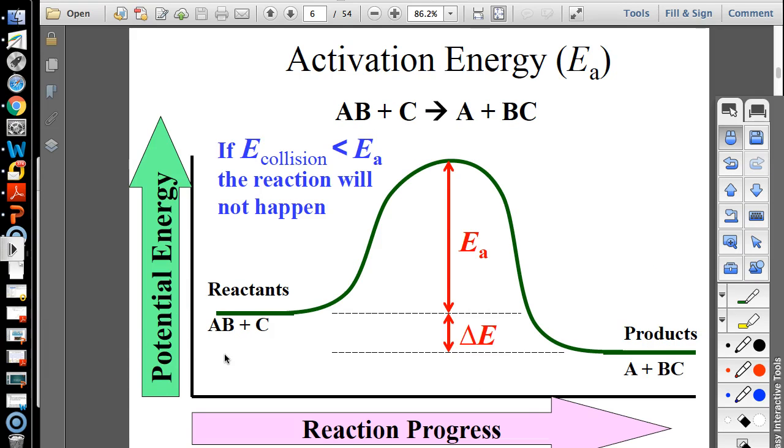If enough energy does not go into the particles as they collide, they will not overcome the activation energy, and no reaction will actually occur. So we'll be left again with just the reactants. Not enough energy will be there to overcome the activation energy, so we actually won't form that activated complex, that temporary stuck together kind of mess.